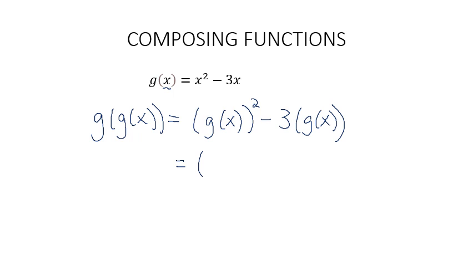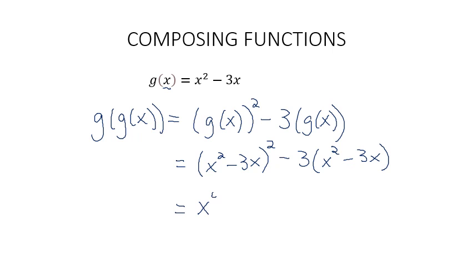And then we can replace g of x with what g of x is, x squared minus 3x, that's still all squared, minus 3 times x squared minus 3x. So again, this can be simplified. I'm not going to do every single step. I'm going to write out the answer for anyone who wants to confirm this for themselves.